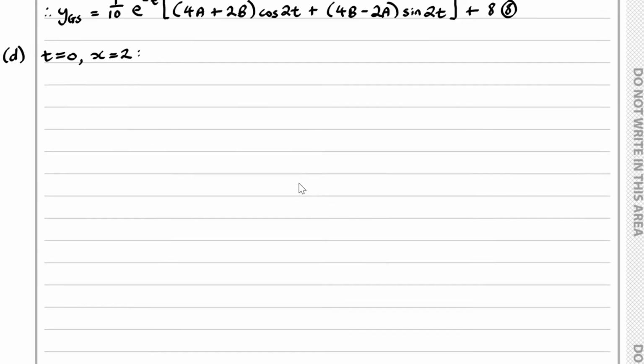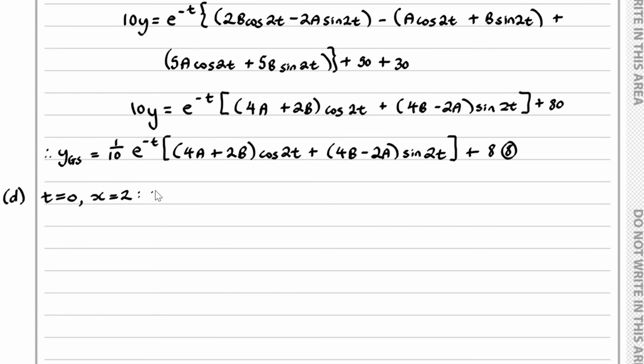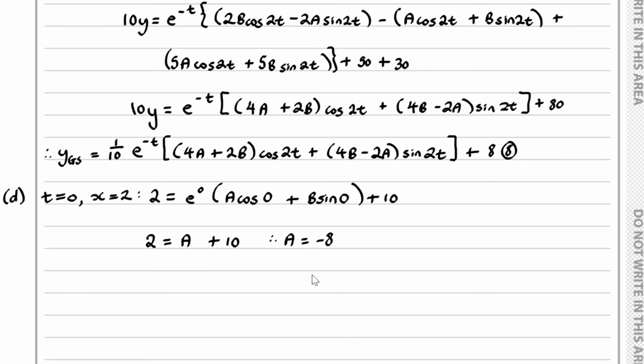So using equation 7, we have 2 equals e to the power of 0 lots of a times by the cosine of 2t, so we have the cosine of 0, plus b times by the sine of 2t, so we have the sine of 0, and then plus the 10. So we have 2 equals, well here we've got 1 lots of a plus 10, so you can see a is equal to minus 8.